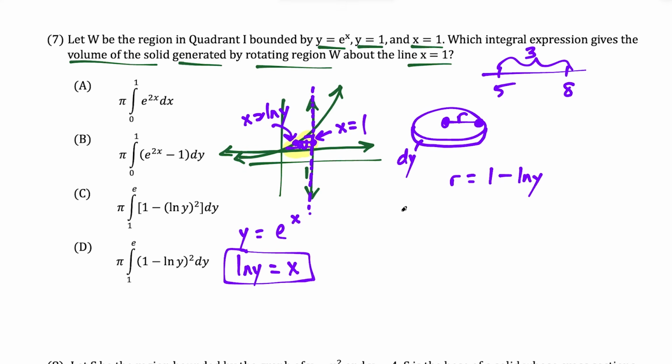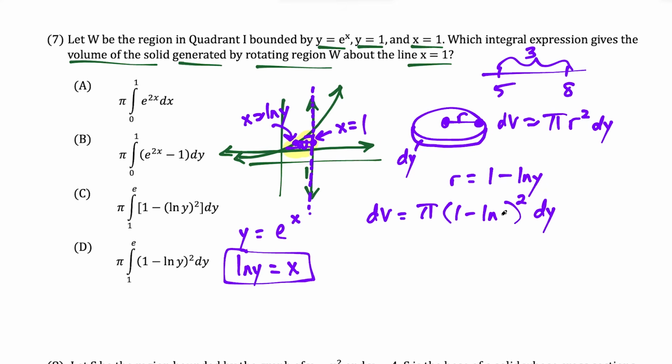So now we're going to say that the volume of a single slice is just pi times r squared times dy. Remember, the volume of a cross section when you have a disk like this is dV equals pi times the radius squared, but in this case we're working with dy since this is a horizontal disk. So now we plug in our r value, 1 minus natural log y. And now our goal is to look for the integral expression which gives the volume of the solid.